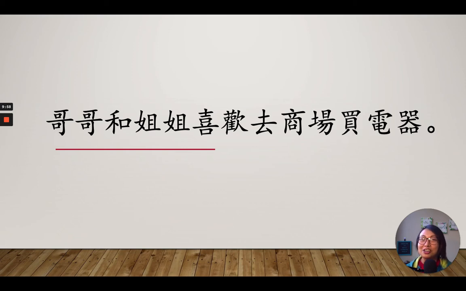All right, this is a longer sentence, and let's see if you can find out all the words with the 好 radical. Some of them are a little tricky. 哥哥和姐姐喜歡去商場買電器。So, older brother and older sister, they both like to go to the shopping center to buy electronic devices or electronic appliances.